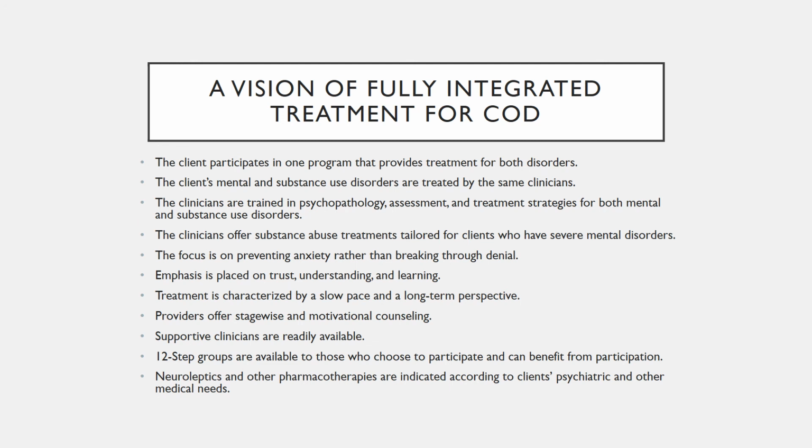12-step groups are available to those who choose to participate and can benefit from participation. And neuroleptics and other pharmacotherapies are indicated according to clients' psychiatric and other medical needs. So these are all signs or goals for a fully integrated treatment program for co-occurring disorders.